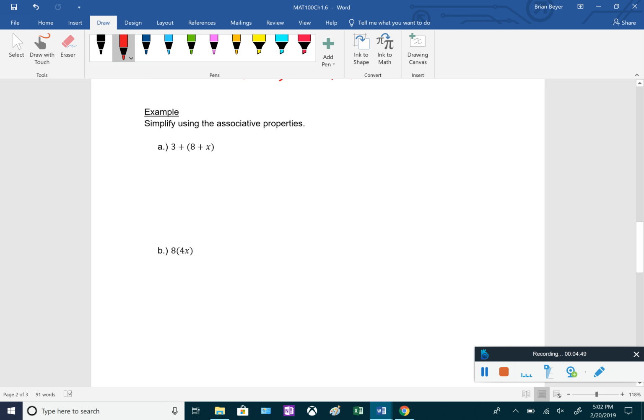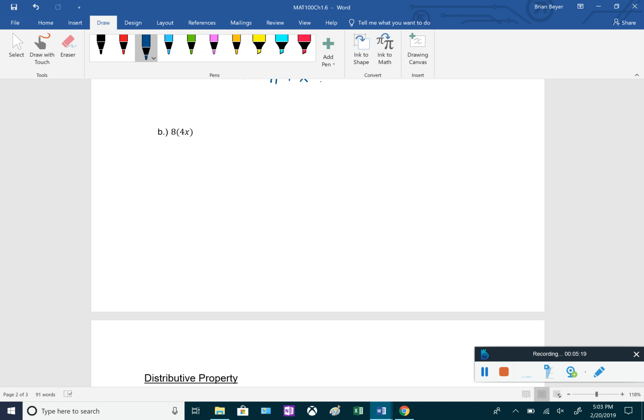Let's do some examples with simplifying. So the first one here, we want to simplify using the associative properties. We have 3 plus (8 plus x). So the 8 plus x is in parentheses, that's going to be the same as (3 plus 8) and then plus x afterwards. So 3 plus 8 is 11. So 11 plus x. So now it's simplified.